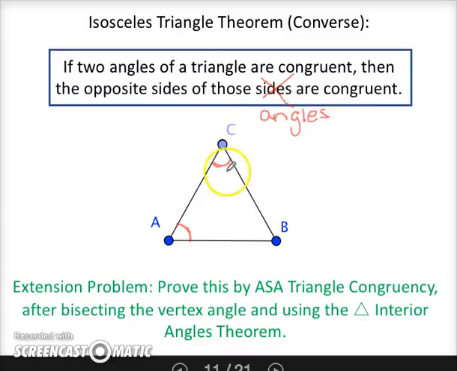So we're going to go opposite this angle. We have side AB. Opposite this angle is side CB. And this theorem tells us that side AB is congruent to side CB. It's just the converse of the isosceles triangle theorem.